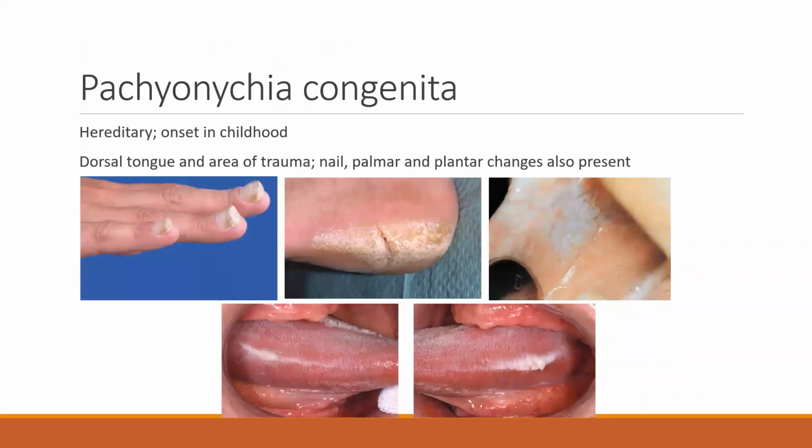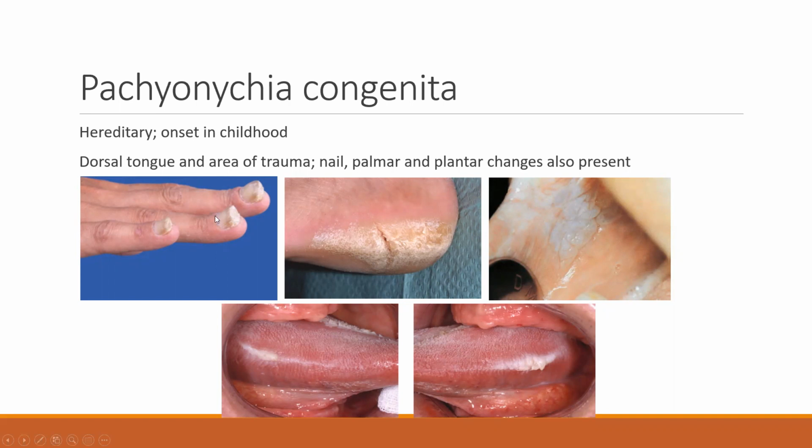The next hereditary condition is pachyonychia congenita. The patients have white lesions since birth, or they have them during early childhood. Same as white sponge nevus, but here they have extra features, that is, thickening of the nail beds and also of the soles. So it is usually called palmoplantar hyperkeratosis. You have increased keratin deposition on the palms, on the fingers, and also the soles of the feet.